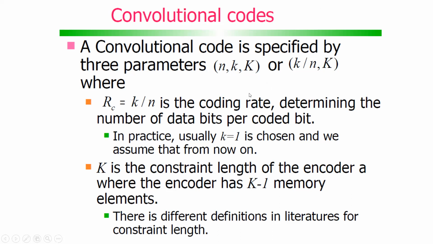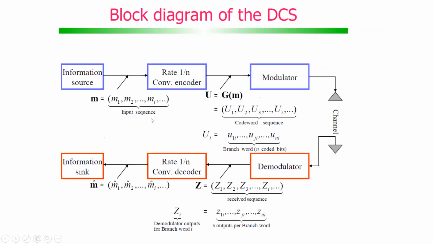In general, if the number of elements in the shift register is capital K minus 1, the constraint length will be capital K. Code rate is defined as the number of message bits divided by the number of code word bits in the code word. All right, so in this diagram I explained how the information vector will go into the convolutional encoder and the codes will be generated, right?